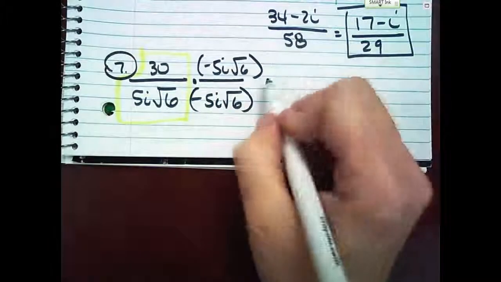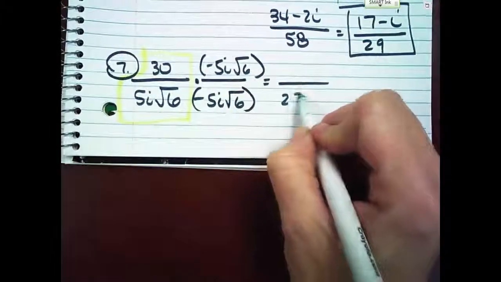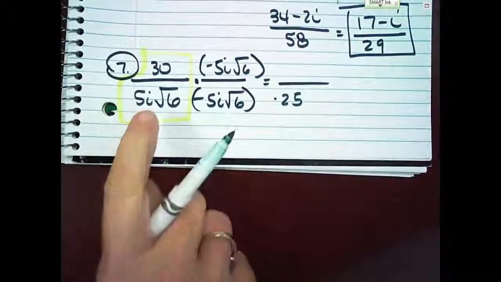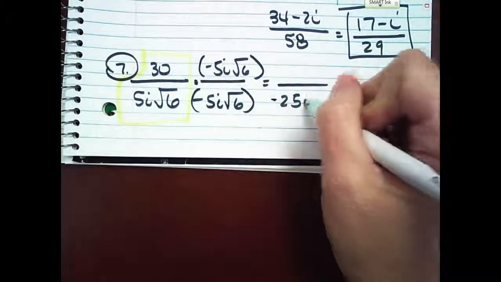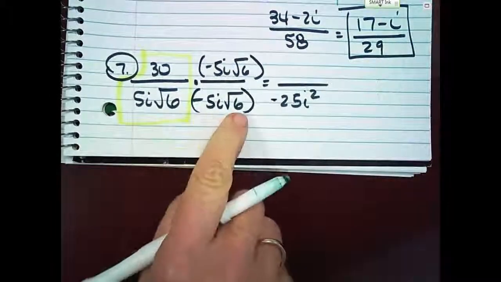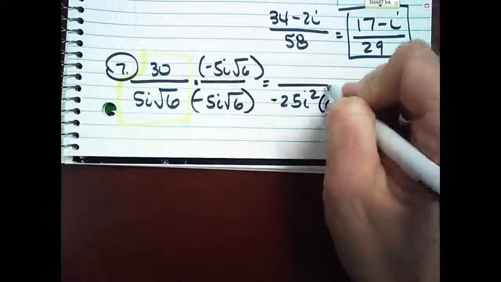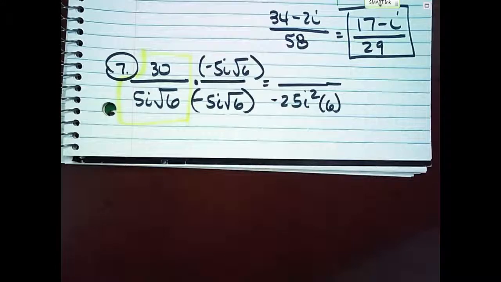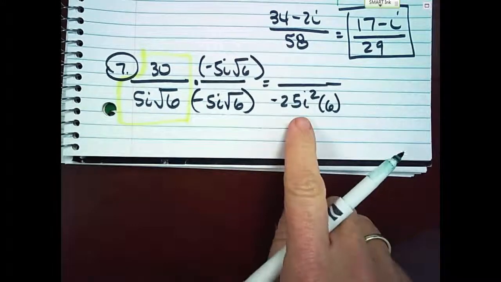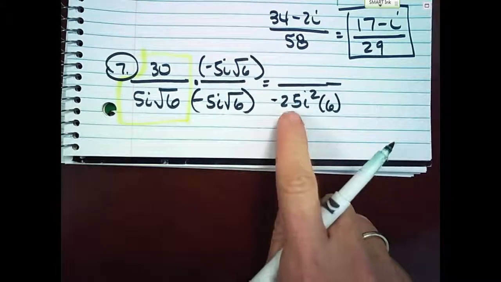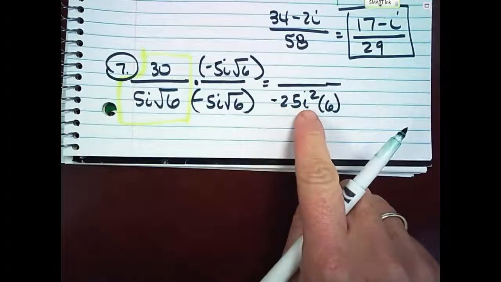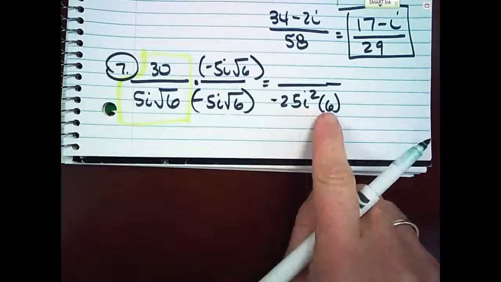5 and negative 5 are going to give us negative 25. I and i are going to give us i squared. And root 6 and root 6 are going to give us how much? 6. So it's going to clean it up a tiny bit more. What's negative 25 times negative 1? Positive 25. And 25 times 6?